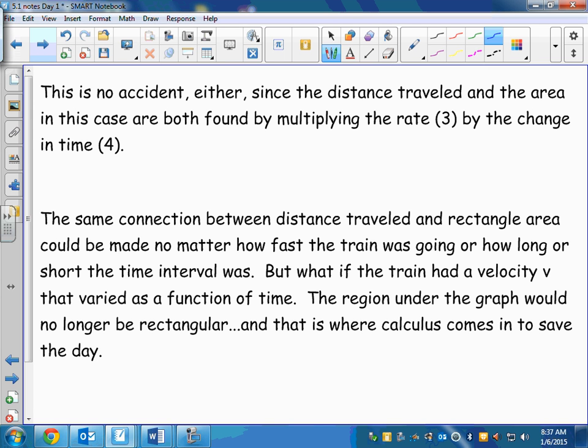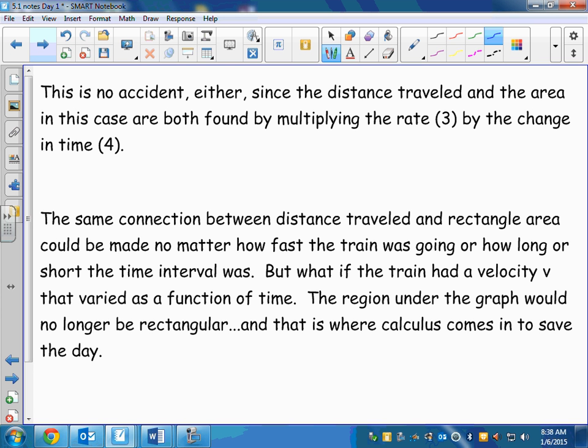Oh, this is no accident, it says. Since the distance traveled and the area in this case are both found by multiplying the rate 3 by the change in time 4, this same connection between distance traveled and the area could be made no matter how fast the train was going, or how long or short the time interval was. So it could be from 1 to 2 seconds, and that would just change your shape, right? But the formula would still be the same, because now it would be for 1 second, but this height would still be 3. So it doesn't matter if it doesn't start at 0.